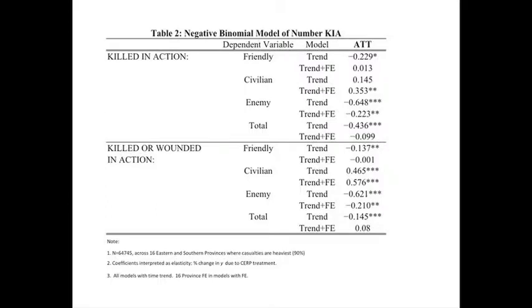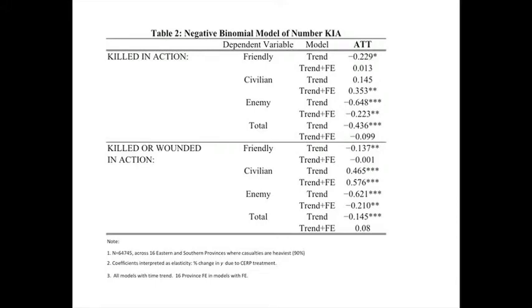Here are actually the numbers. This is a count data model, a negative binomial model, where the number killed in action, or number killed or wounded in action, is the dependent variable. So it's not a 1-0 probability, it's actually the number. The way to interpret this is if you're going from treatment to non-treatment, take that number, minus 0.229. By the way, those star things indicate whether it's statistically significant. In other words, it's statistically precisely measured, right? Not much statistical error in that measurement.